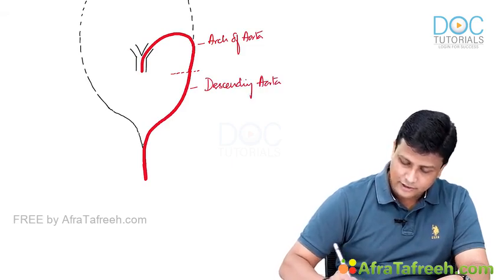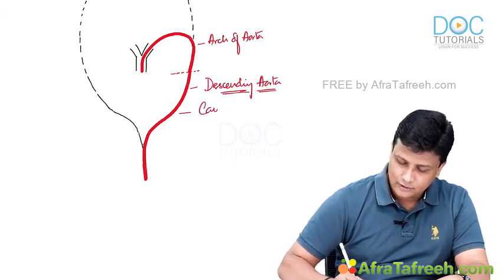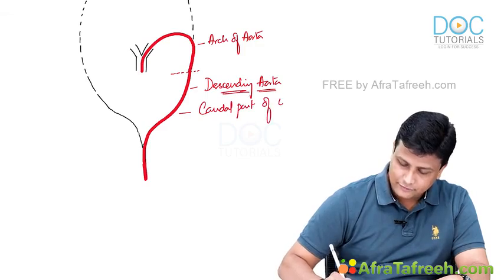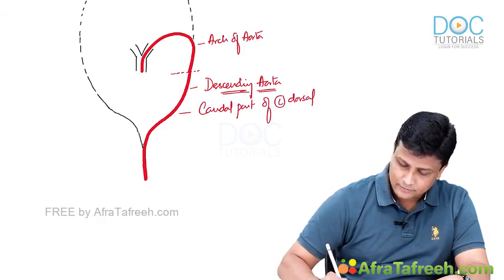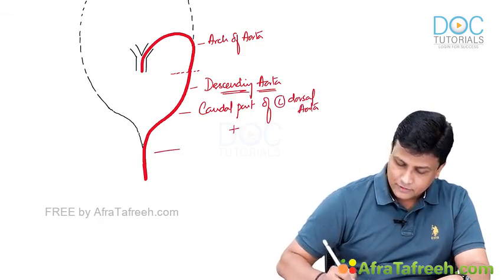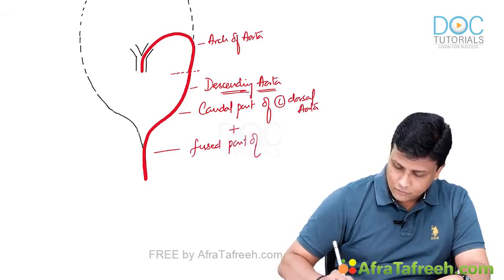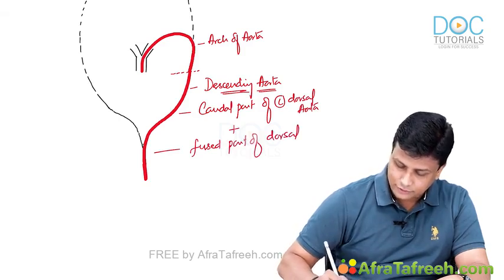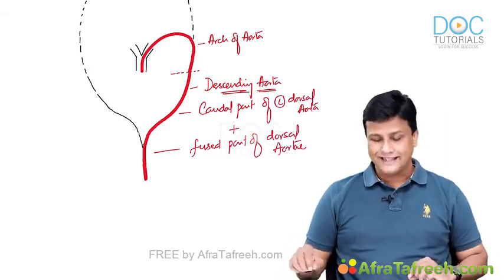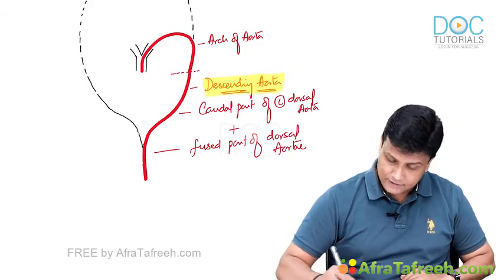Descending aorta will be derived from where? Number 1, I can clearly see here itself, the caudal part of the left dorsal aorta. And not only the caudal part of the left dorsal aorta, even the fused part of dorsal aortae, both right and left one. That's the one which is actually going to form your dorsal aorta, descending aorta.